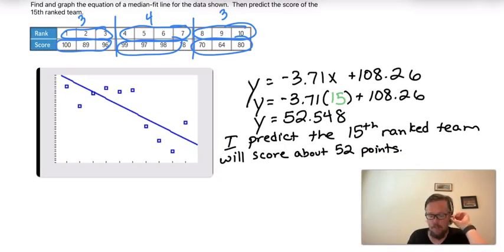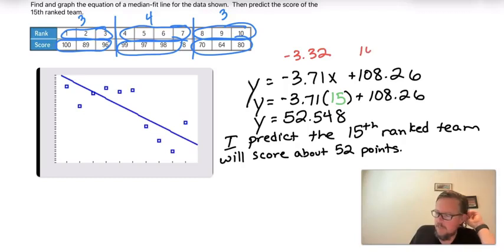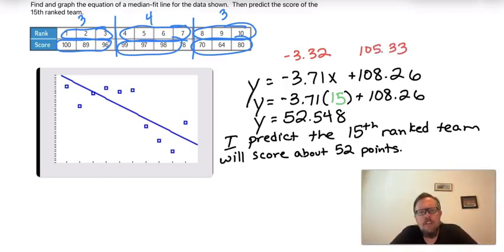Our slope, if you forgot, on the last problem for the best fit line was similar. It was negative 3.32, and the y-intercept was 105.33. So it was very close. And the time when you would use a median fit line over a best fit line is sometimes just a judgment call, whichever one you feel like using. But a median fit line is typically used if we had a really, really extreme outlier.